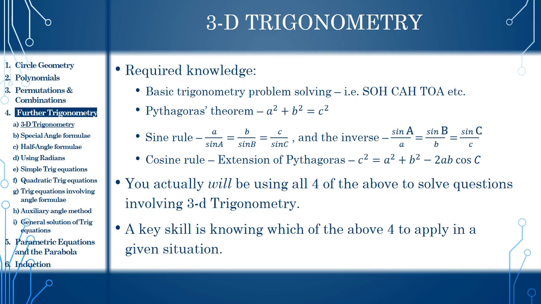You need to know, okay, this is a Pythagoras' theorem question. No, hang on a second, I can't apply Pythagoras' theorem here. This is not a right angle triangle. I have to use the cosine rule. So you need to know when to apply which of those rules, right?